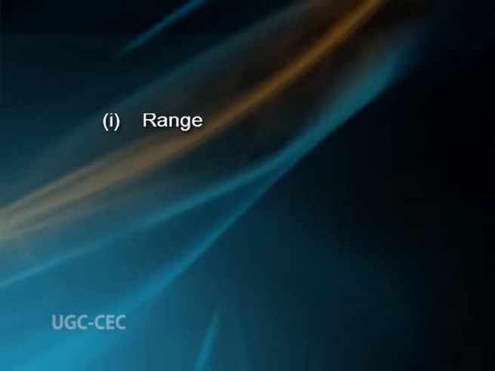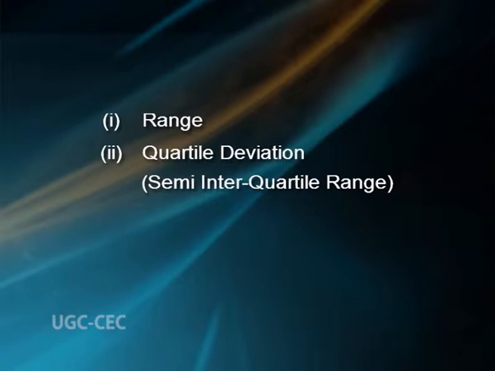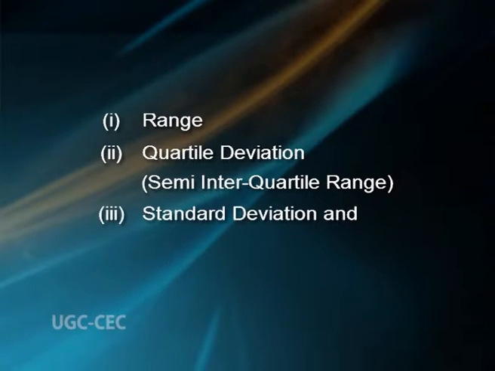Some important measures of dispersion are: 1. Range, 2. Quartile deviation or semi-interquartile range, 3. Standard deviation and 4. Mean deviation. We shall look into the second and third measures in this module.